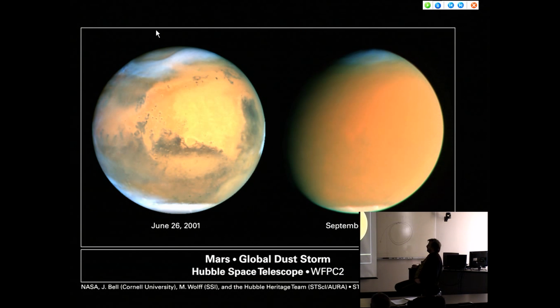This is what Mars normally looks like. This is during a global, for Mars anyway, a Martian dust storm, a complete Martian dust storm. In other words, the whole planet's surface is covered with dust that's kicked up in the atmosphere.